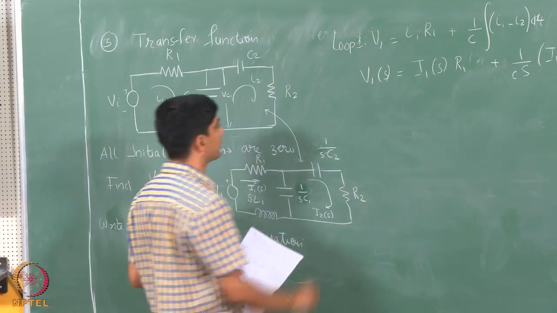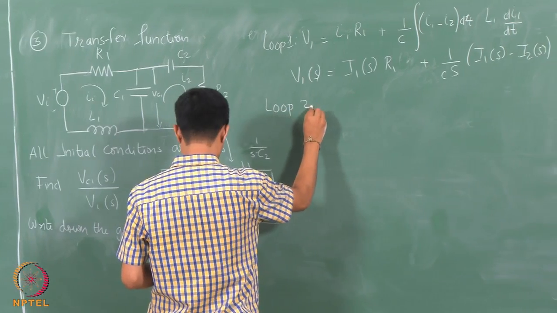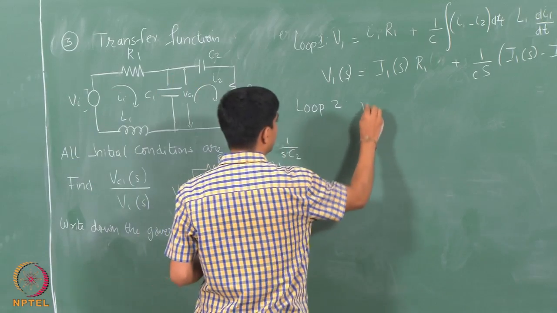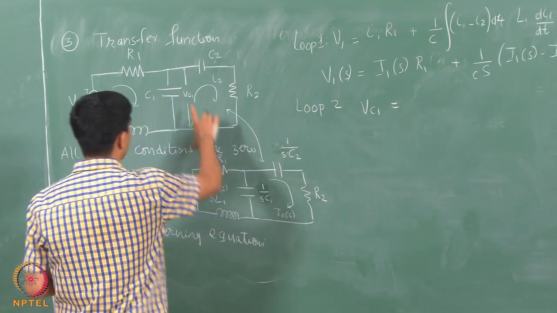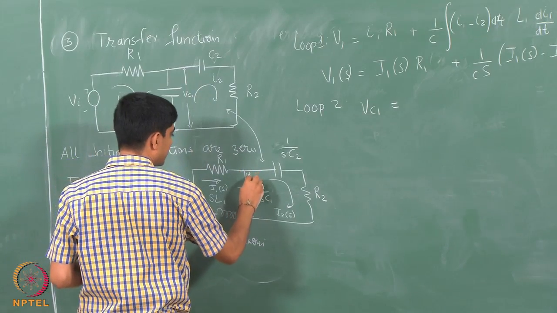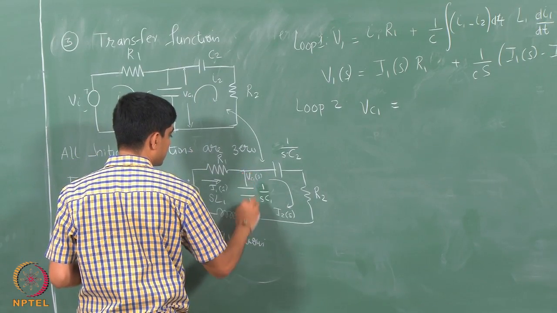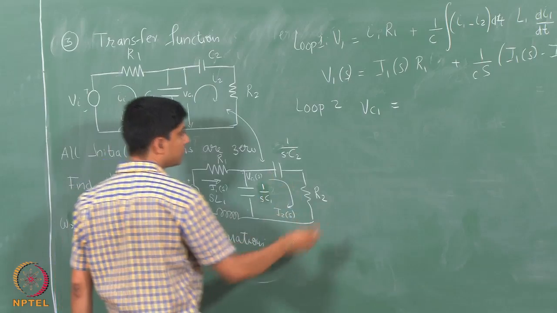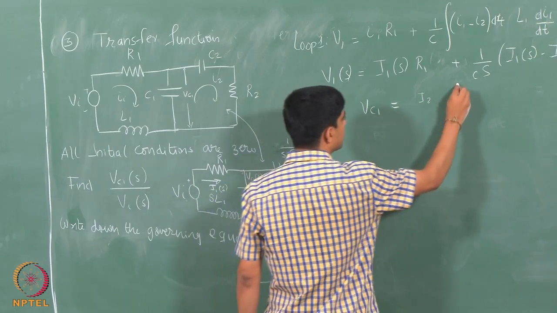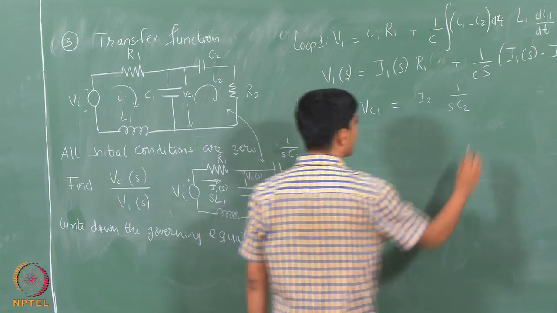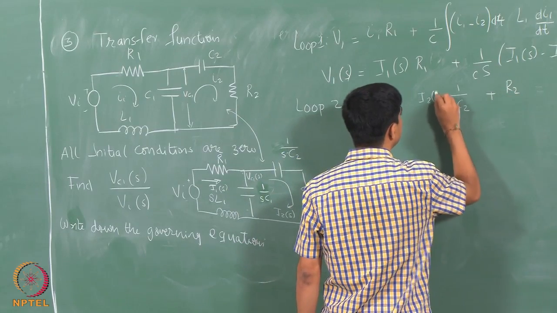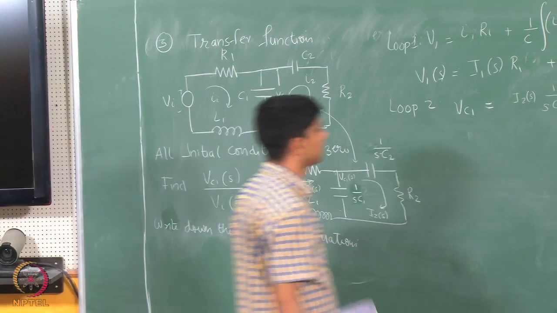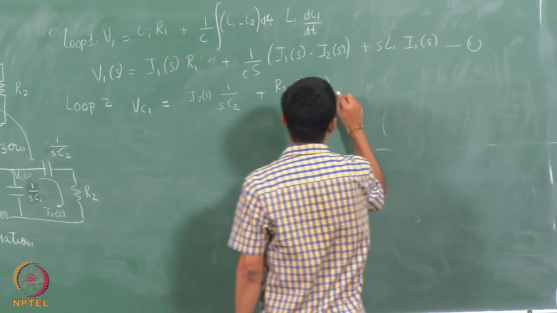Okay. And for the loop 2, okay, so loop 2 I have VC1 equal to, so I will just use this circuit now. So, this is my VC1 here, VC1 of S, maybe with a convention like this. Okay. VC1 is current through here is I2 times 1 over S C2 plus R2, okay, all this will be in S, I2 of S. Okay. Now, I have equation 1, I have equation 2.